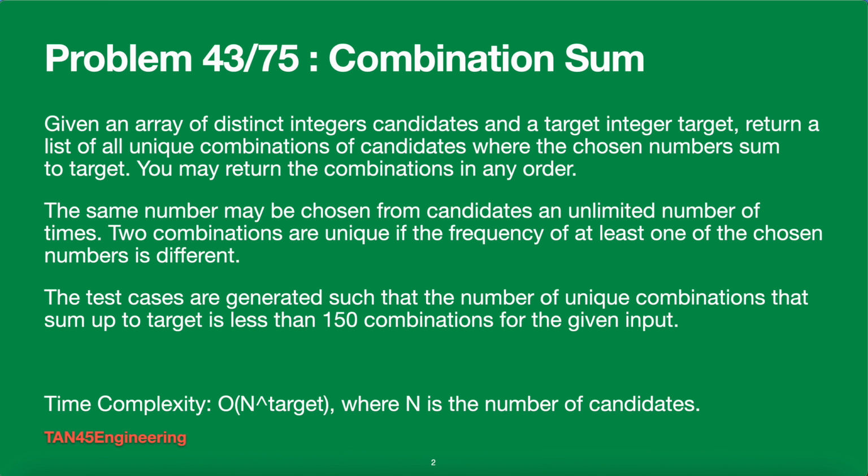So today's problem is on combination sum, which we are going to solve using backtracking. Okay, let's jump into the problem statement, understand it, and start coding.